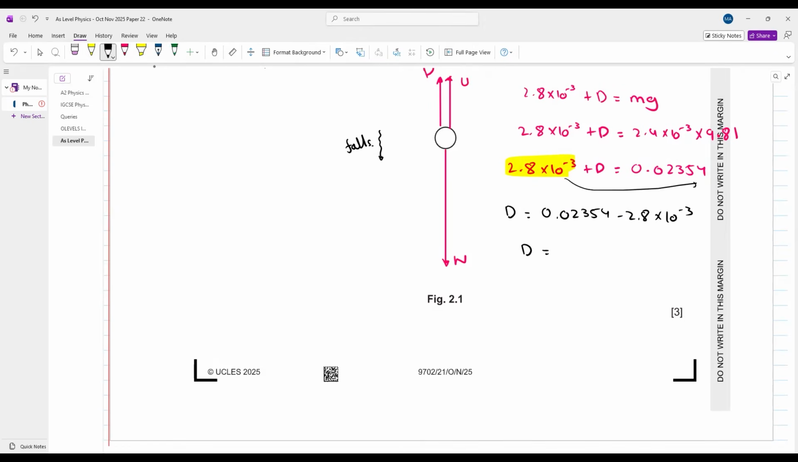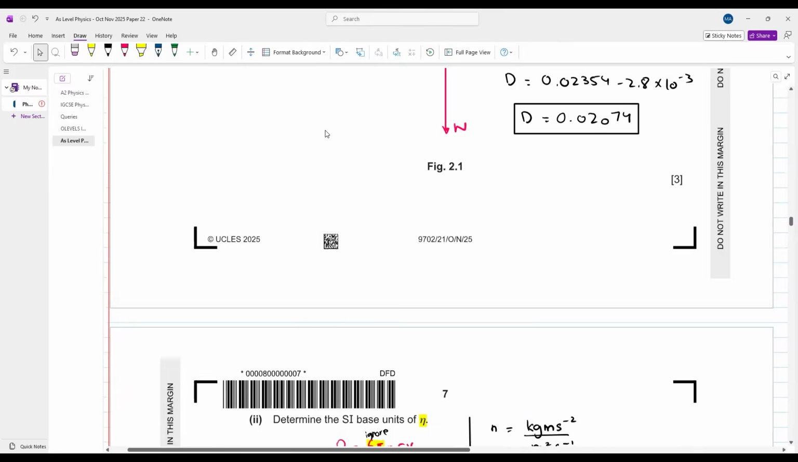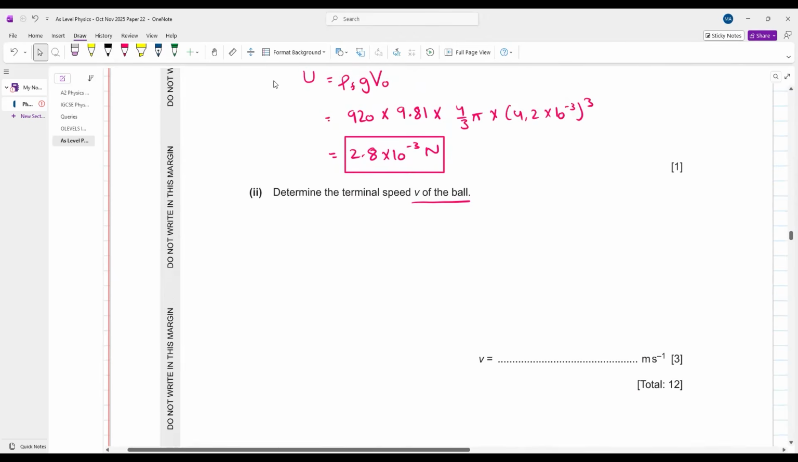Yeah, the drag force comes out to be 0.02074. This is your drag force. बट बेटा आपको ड्रैग फोर्स नहीं चाहिए थी. ओह, वेयर इज द क्वेश्चन? You need the terminal velocity v of the ball.